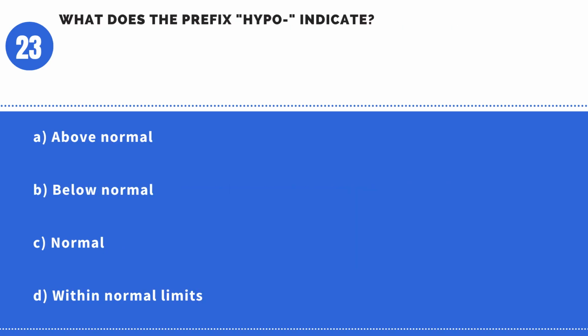Question 23. What does the prefix hypo- indicate? A. Above normal. B. Below normal. C. Normal. D. Within normal limits.